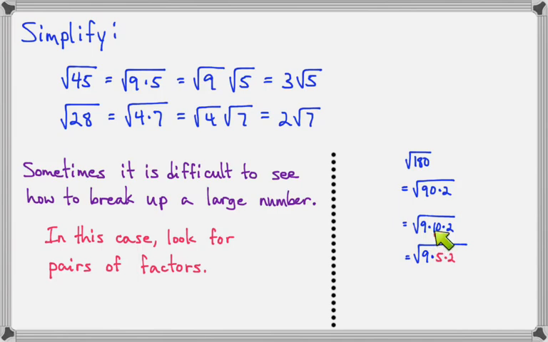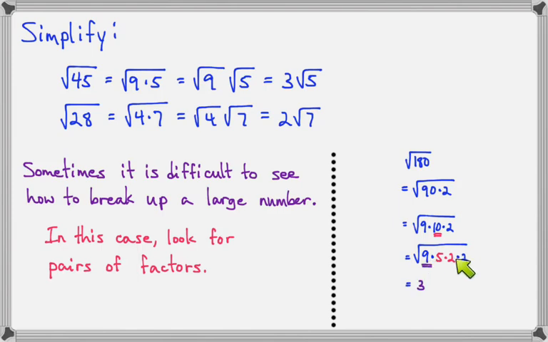Alright, my 10 now has been replaced by this 5 times 2. And this 2 here I've still got to get. Okay, so I had 9 times 10 times 2. Now I've got 9 times 5 times 2 times 2. It's still the same thing. But here I have a pair of 2's, which is just as good as having a 4 or a 2 squared. So now when I get ready to simplify, the square root of 9 is going to be 3.